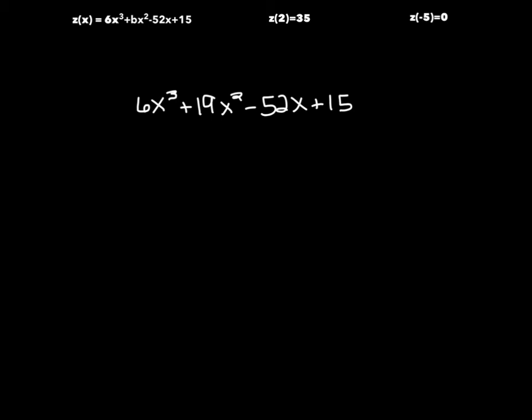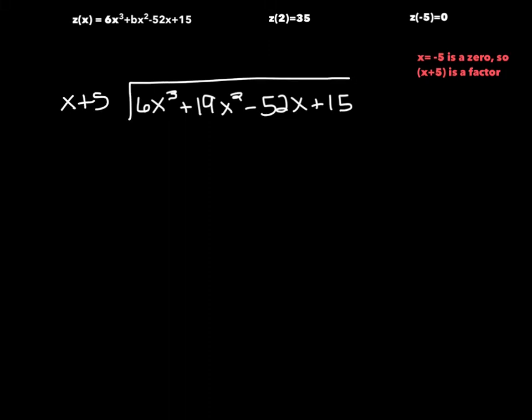But we can use this right here. If we know that z of -5 is equal to 0, what that's telling us is that x equals -5 is a 0. And if we know that x equals -5 is a 0, then x plus 5 is a factor. So if we take this expression and divide it by its factor of x plus 5, then whatever we're left with here should be another factor. All right, so let's do long division.